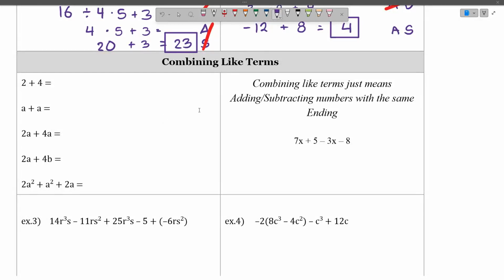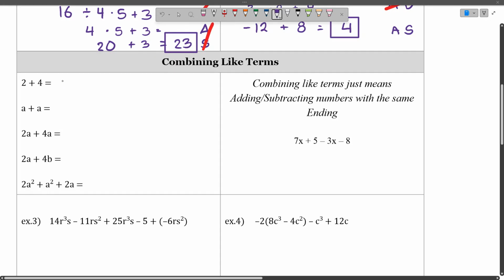Hello, ladies and gentlemen. In this video, we're going to be talking about combining like terms. Well, let's just do some experimenting over here. 2 plus 4, that's easy. That's just 6. Okay, nothing crazy there.